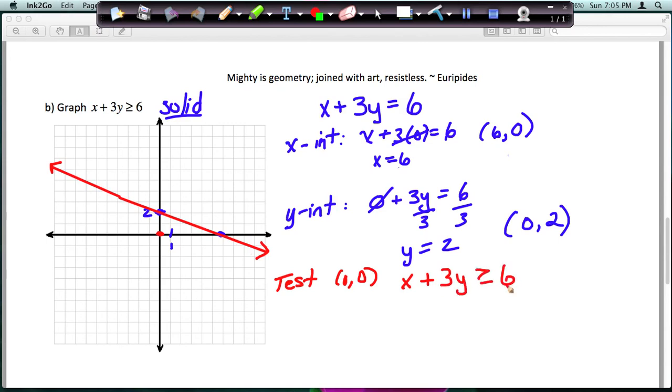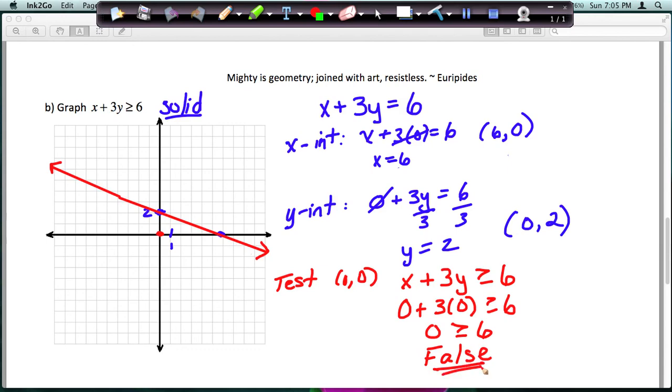So I'm going to plug in 0 for x and 0 for y. And this just becomes 0 plus 0, which is 0. Is 0 greater than or equal to 6? And that is false. 0 is not greater than 6.